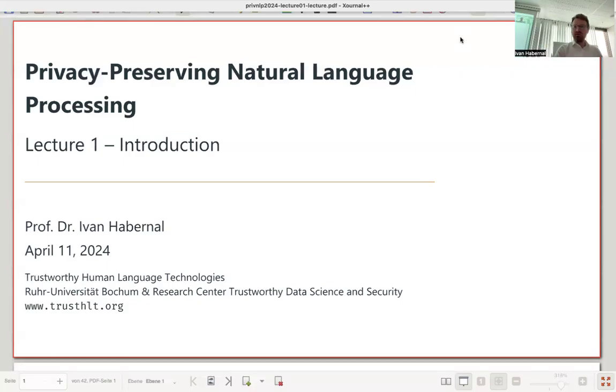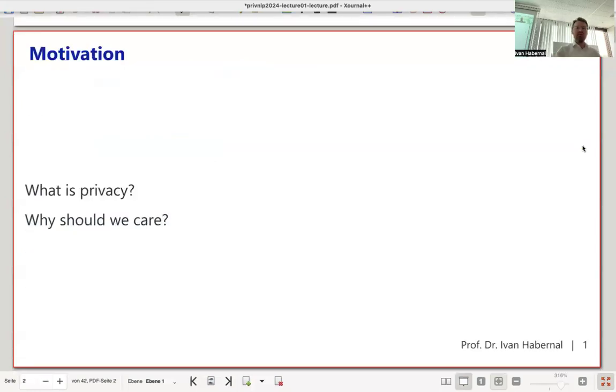So we should be good to go. Okay. So the first question we have to ask is why are, oh, come on. Oops. Something got. So it's called privacy preserving natural language processing.